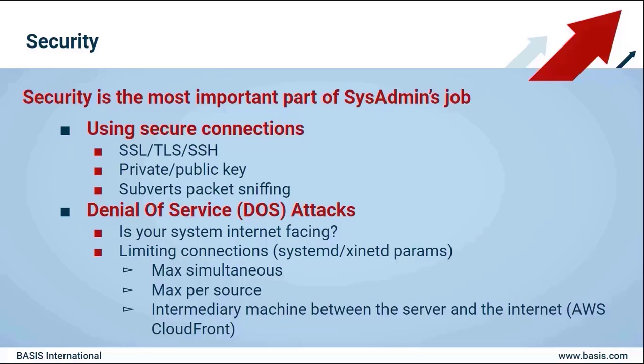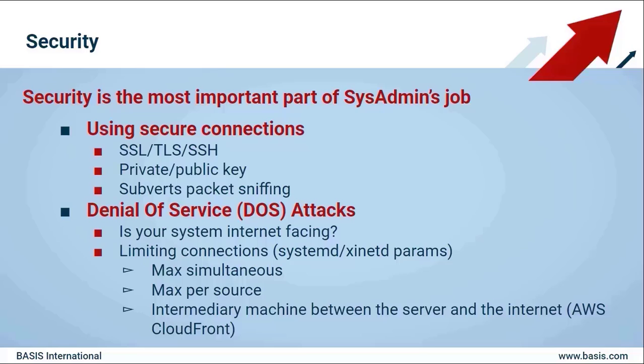Denial of service attacks. That's been in the news a lot lately, and that really comes mostly into play when your system is internet facing. So if you have an internet facing application, you really do need to take this under advisement. And the things you can do to limit denial of service attacks is you limit your connections. If you start your service, like the BBJ service for example, by systemd or inetd, they have params that you can set for how many max simultaneous connections you want to accept. Max per source, so one entity can't just take down your system by connecting thousands and thousands of times.